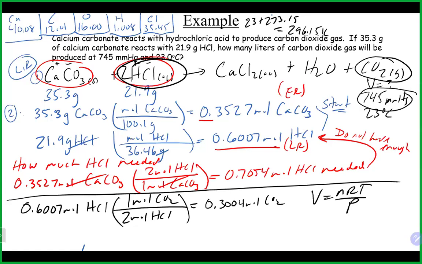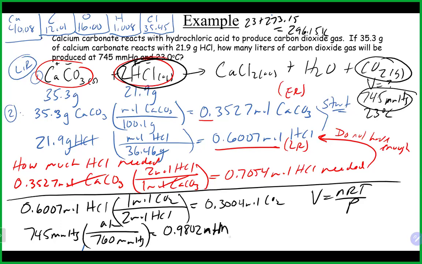Also, our units for pressure are no good for the ideal gas law. It needs to be in atmospheres, right? So we'll go 745 millimeters of mercury divided by 760 in an atmosphere. That gives 0.9802 atmospheres, not moles. All right, now that I have everything, we could go into here.